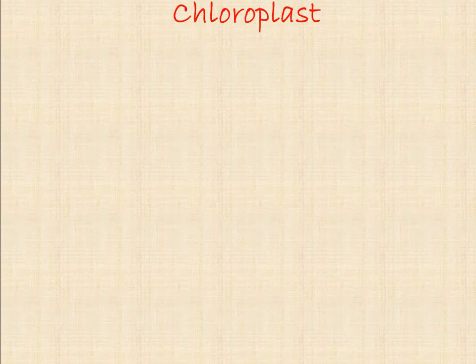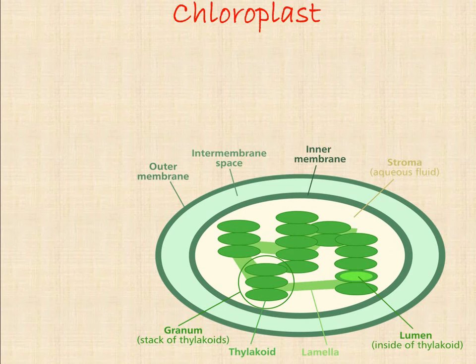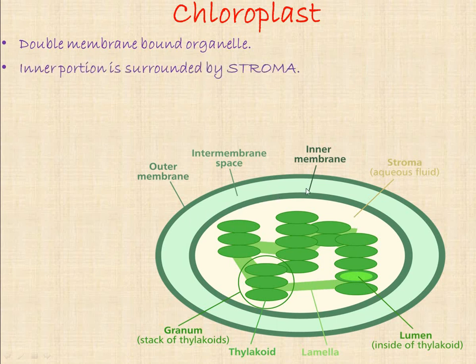Now we will understand the structure of chloroplast. This is a labeled diagram of chloroplast. This is the outer membrane and this one is the inner membrane. So by seeing this, we can say that chloroplast is a double membrane bound organelle. Inner portion is surrounded by stroma. Inside these membranes there is an aqueous fluid which is known as stroma.